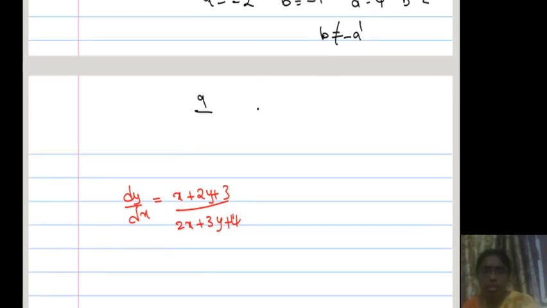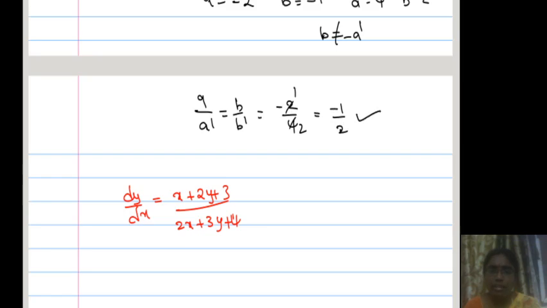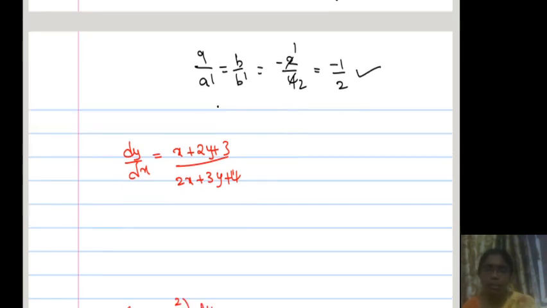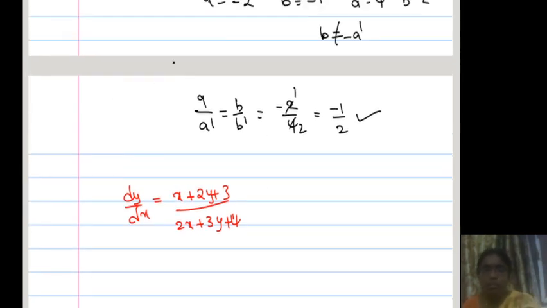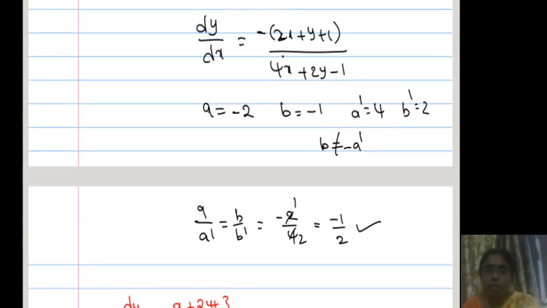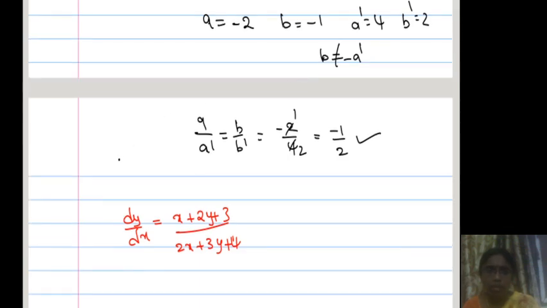Then I am thinking about a by a dash, is it equal to b by b dash or not? What is a by a dash? Minus 2 by 4. What is b by b dash here? Minus 1 by 2. So both are equal, hence it is possible. You can apply the second case. What is the second case? In this problem, what will you do? Find the common term. Which is the common term? If I write 2 into (2x plus y), you have to substitute 2x plus y is equal to some v.